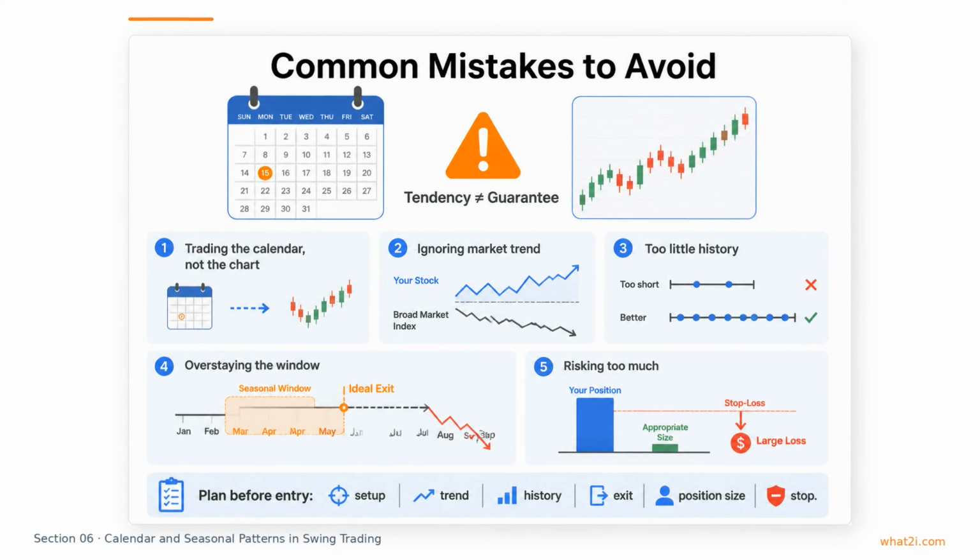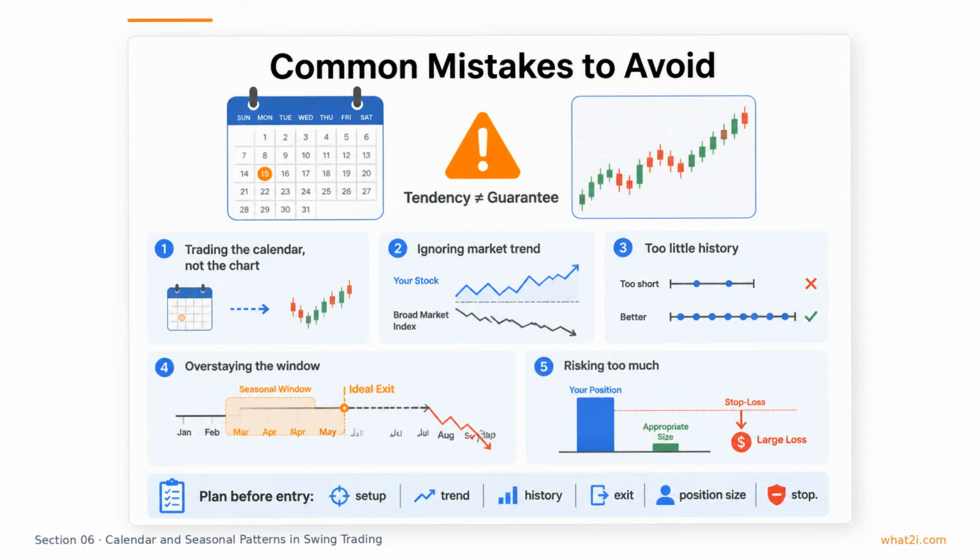Most mistakes with calendar and seasonal patterns come from giving the pattern too much authority. Traders often buy simply because a favorable month has begun, ignore the broader market trend, or rely on too little historical data to justify the idea. Others hold too long and overstay the expected window even after momentum fades. Risk can also become unbalanced when a familiar pattern creates false confidence. A tendency is not a guarantee, and every year can behave differently. That is why planning still comes first. You need a chart setup, enough history, an exit plan, and a risk size that assumes the pattern may fail.